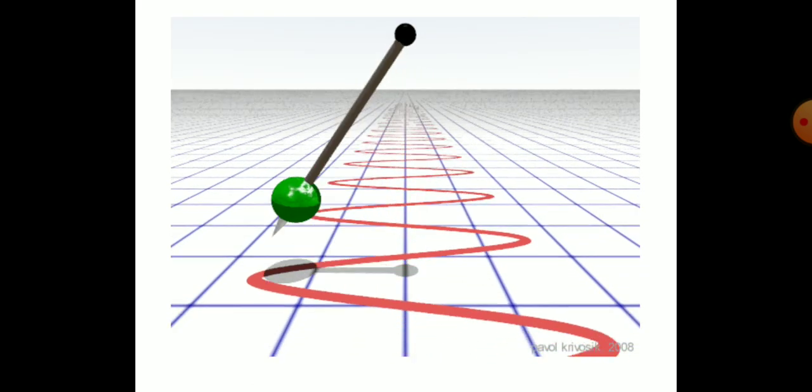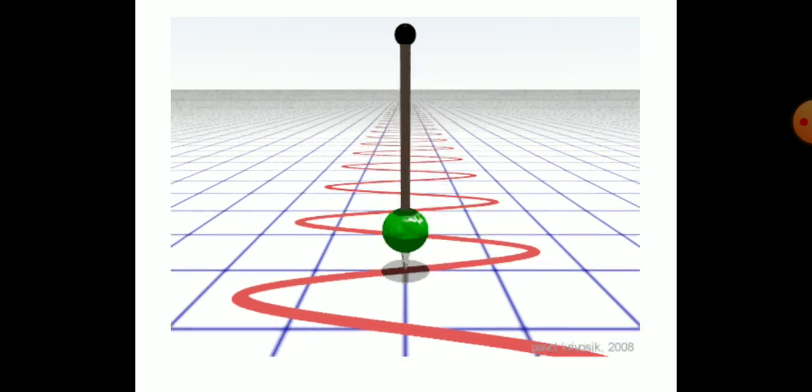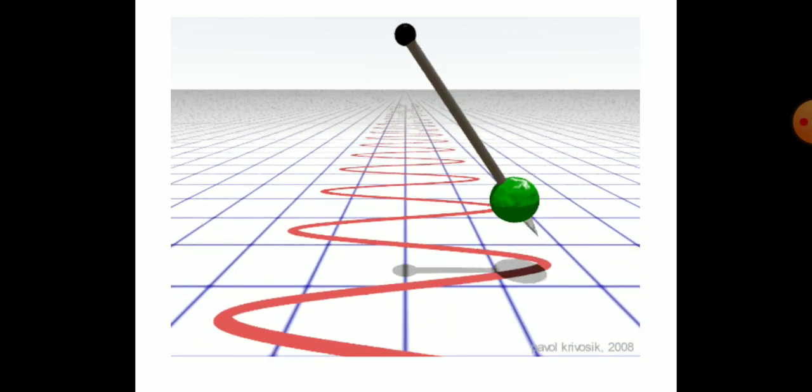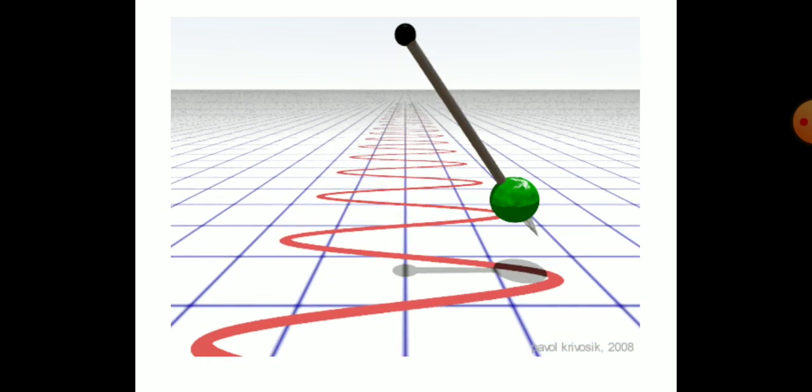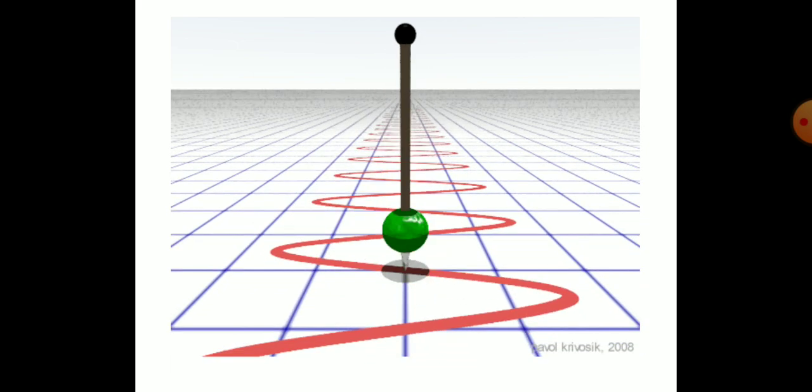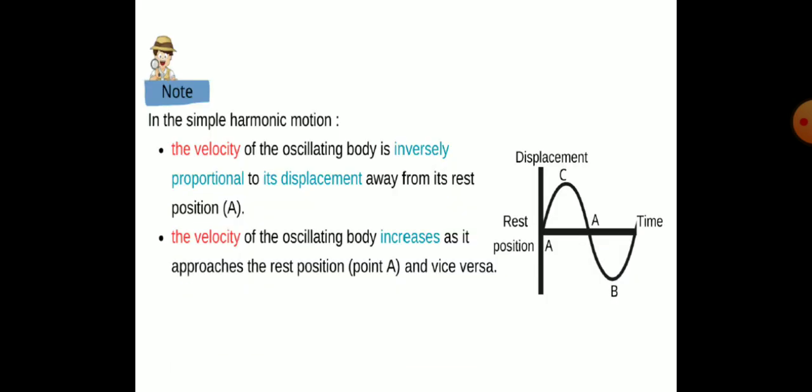Look at this motion. It's called simple harmonic motion. So, in this simple harmonic motion, the velocity of the oscillating body is inversely proportional to its displacement away from its rest position. So, the velocity of the oscillating body increases as it approaches the rest position, point A, and vice versa.